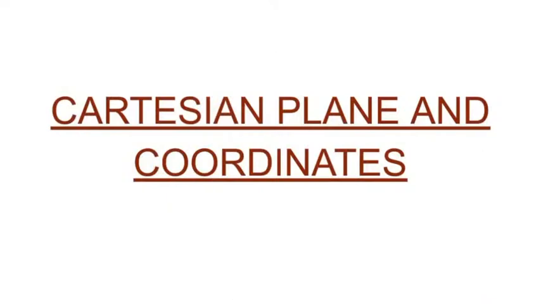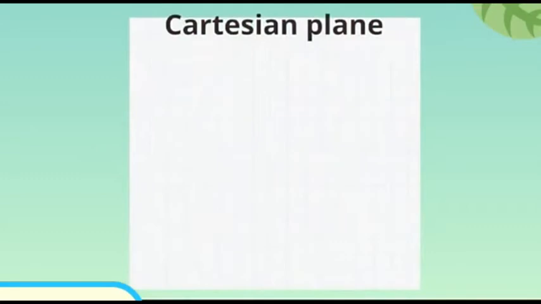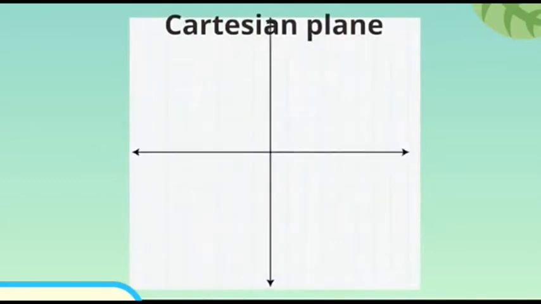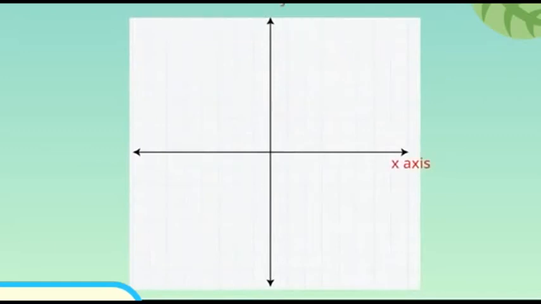Next topic is Cartesian plane and coordinates. A Cartesian plane is a 2D plane which is formed by the intersection of two perpendicular lines known as x-axis and y-axis. The x-axis is a horizontal axis, x dash, and the y-axis is a vertical axis, y dash. Their point of intersection is called the origin, and it is denoted by the letter O. At this point, both x and y are 0, 0.